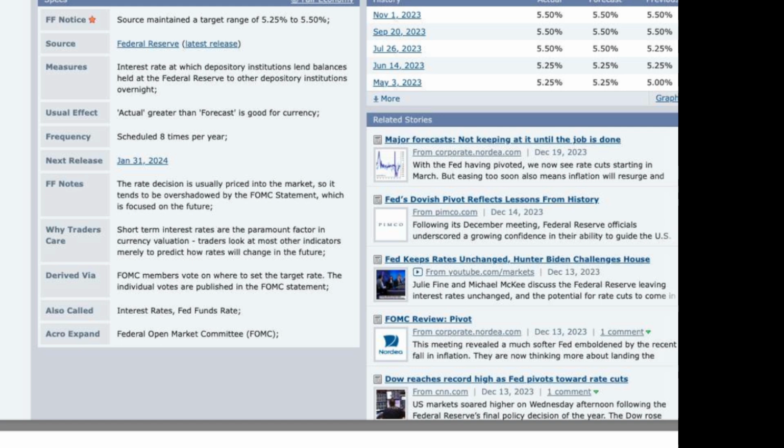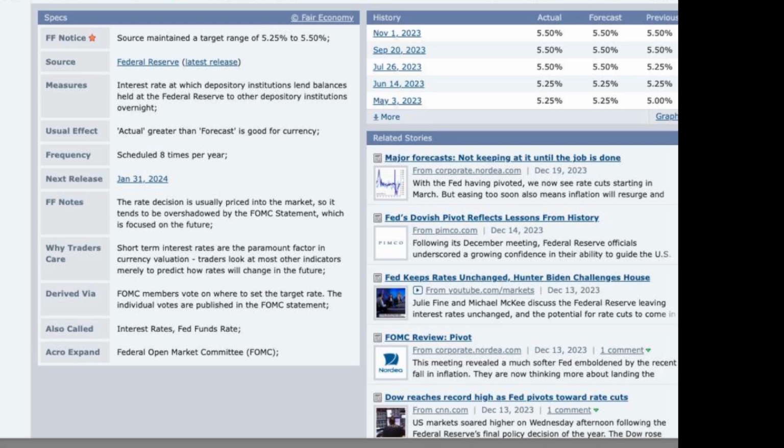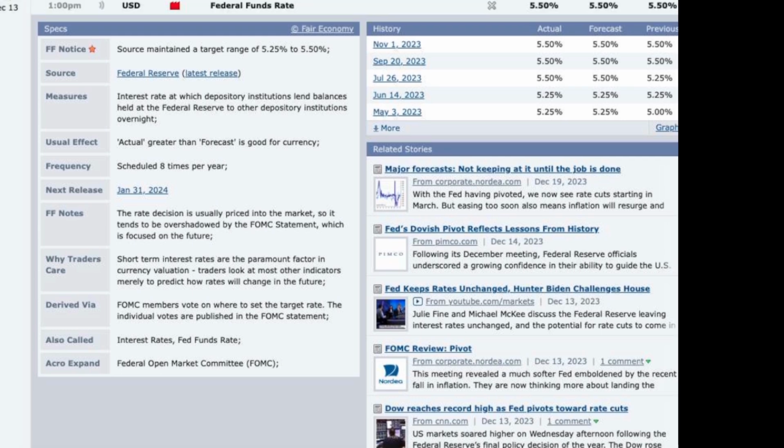Right? So let me show you this. Okay, now you can see better. If you look at the top, you'll see where it says actual, forecast, and previous. The actual is what happened on those dates. What was the actual interest rate on that date? Then you'll see what says forecast. This is what they predicted the interest rate was going to be on that date. And if you look to the right, it says previous. Then you're going to see what was the previous interest rate on the last report.